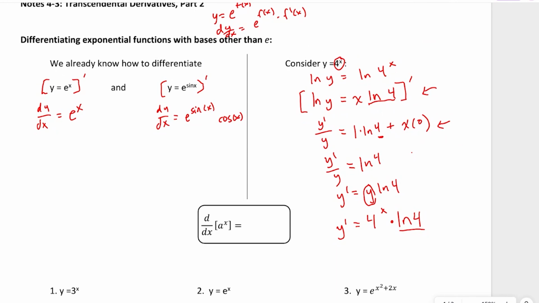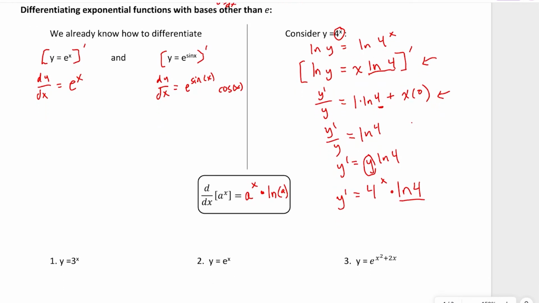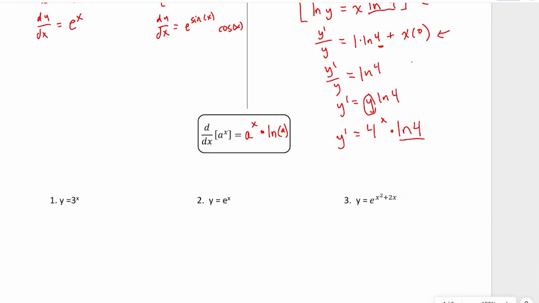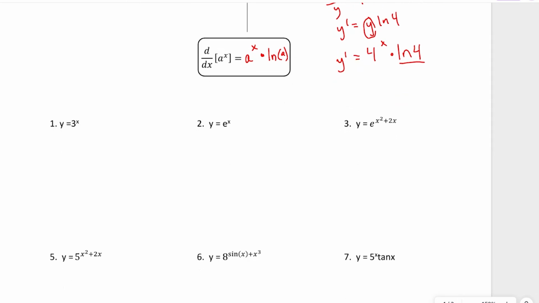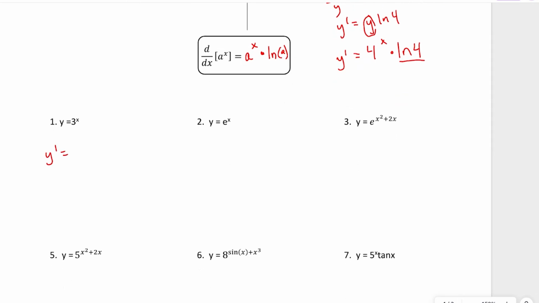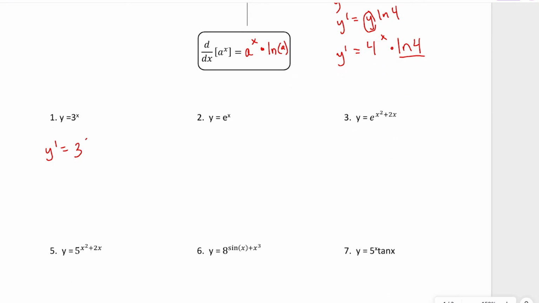And so let's go ahead and write that down at this point. The derivative of some base to the x power is going to be that base to the x power times the natural log of that base. And that natural log of that base will be a constant. So that'll be kind of like the coefficient of your exponential function. But yeah, so that's the derivative for an exponential function. So we'll go through a couple of examples here. Like for instance, we have y equals 3 to the x. The derivative is just going to be 3 to the x times the natural log of 3.